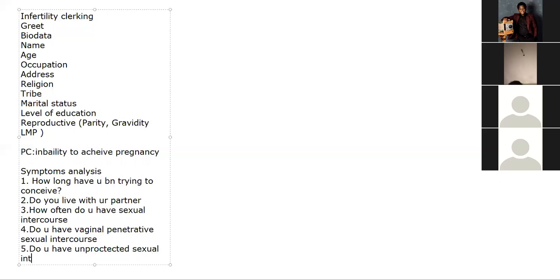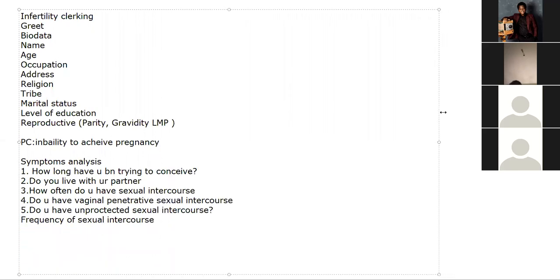sexual intercourse? So Dr. Aisha talked about the frequency. You want to know about the frequency of sexual intercourse. So what did you say the other time, doctor? You said something also. What was it that you said? She said if the husband has fathered any other pregnancy.